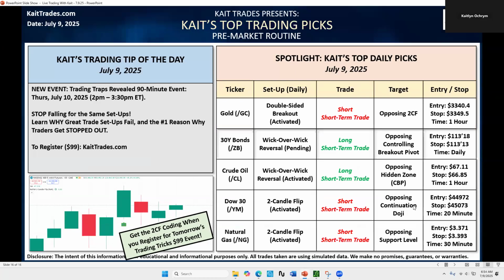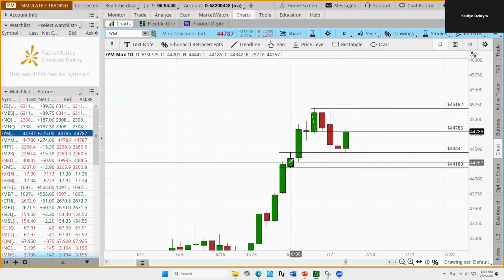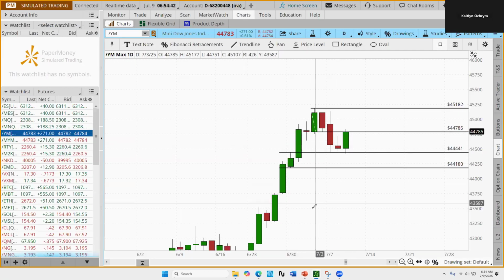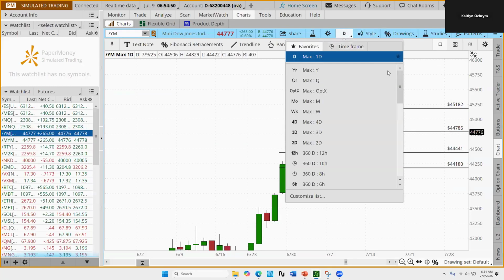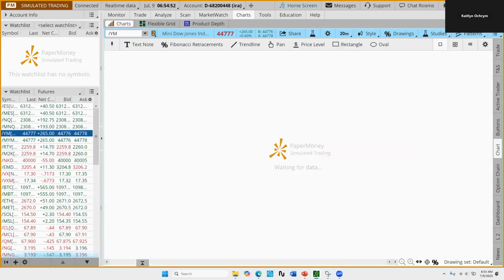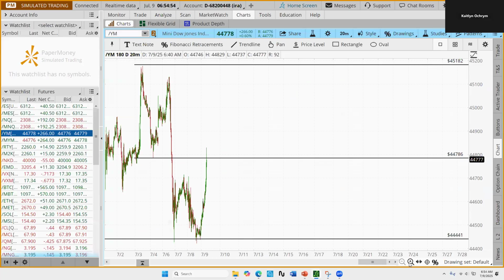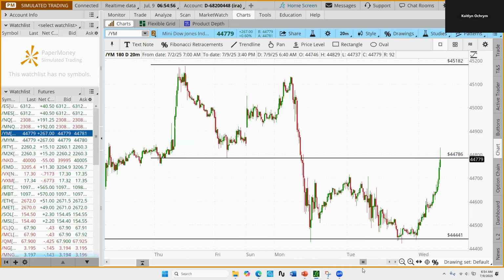So the rally base rally that Callie's mentioning is going to be that target, the opposing continuation doji here. So you can see we're really in between two zones right now. And then our entry, 20-minute time frame, 44,972. Let's find that zone. This one was kind of tricky to find the zone.